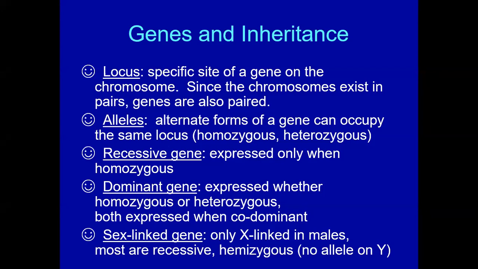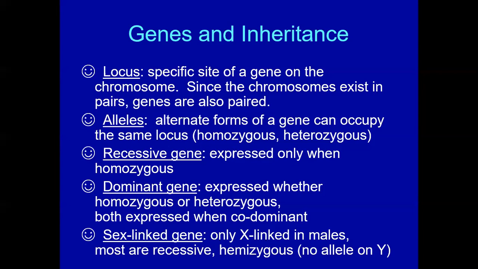Then the next definition is allele. What are alleles? An allele is an alternative form of a gene. Alleles can occupy the same locus, and they are called homozygous or heterozygous. So these are called alleles.